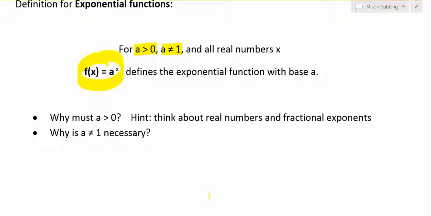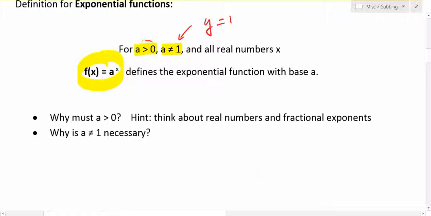1 to any power is, what's 1 squared? What's 1 to the third? What's 1 to any power? 1. So yeah, it stays 1 no matter what x is. So if a is 1, then it's y equals 1, which is a pretty boring function. Well, I don't want to judge, but it's not that exciting.